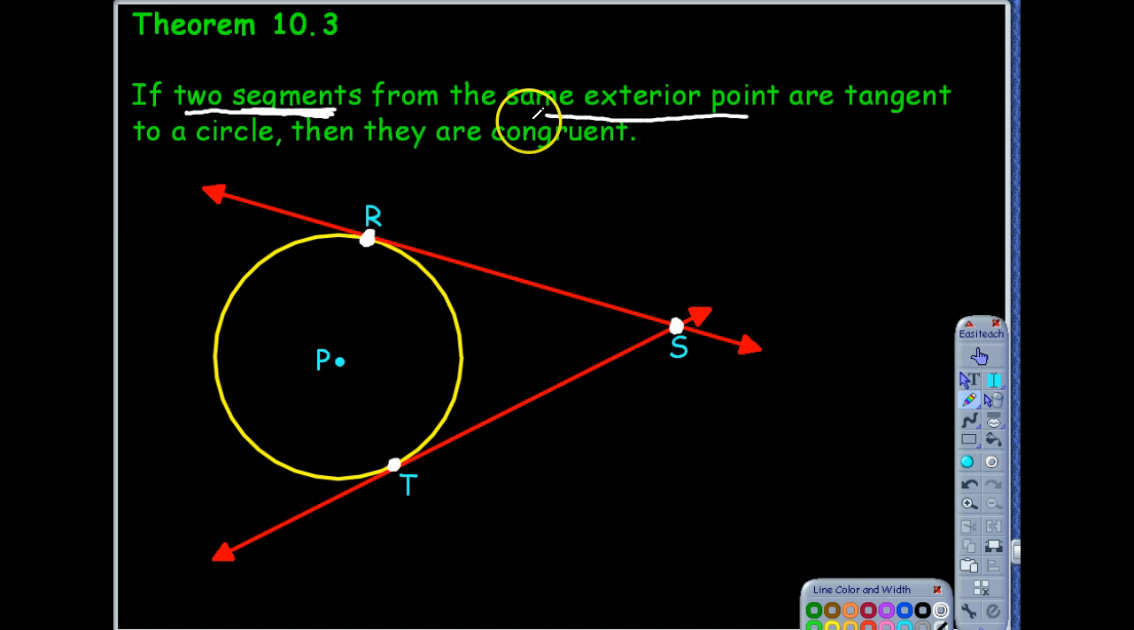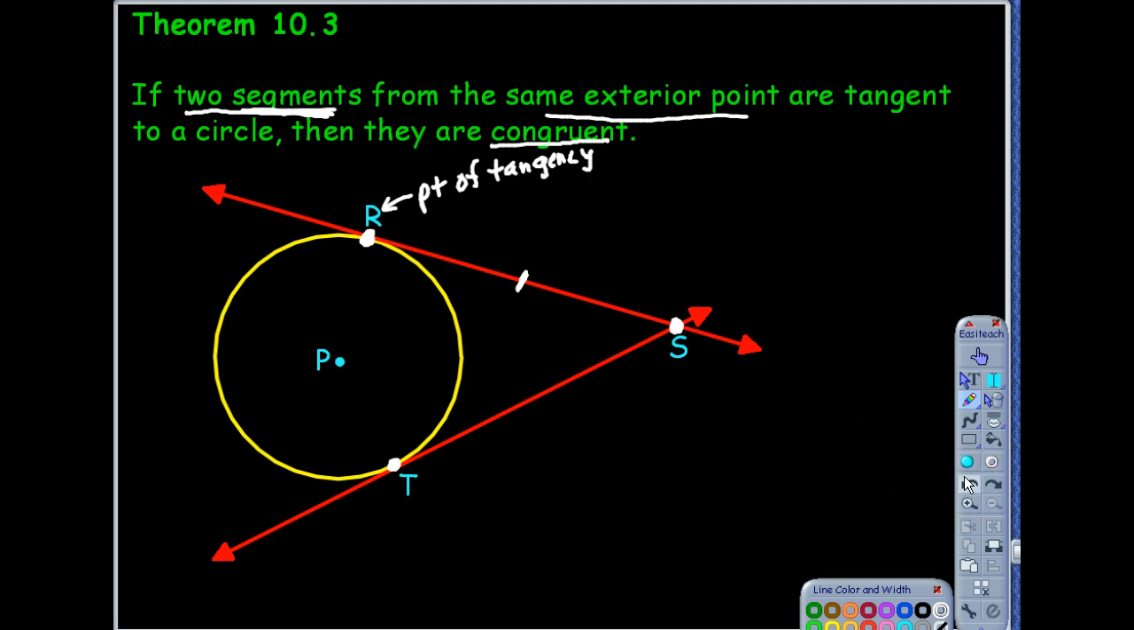So when you're talking about the same exterior point and the segment formed between the point of tangency, I'm going to make a little note: point of tangency. Because you could have a point here, but that wouldn't make any sense for the scenario we're dealing with. So it goes from the point of tangency to that exterior point. They're saying then those segments are congruent. So that means RS and TS are congruent.